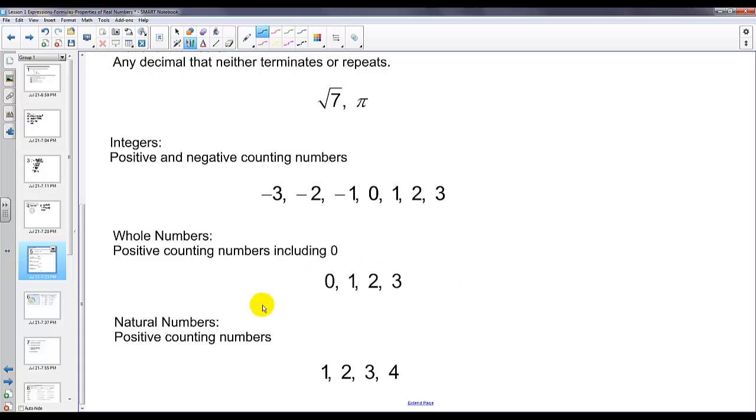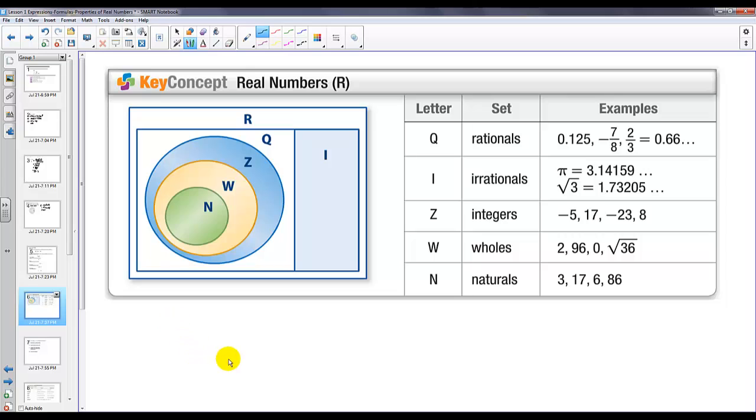And when we talk about positive counting numbers, we talk about 1, 2, 3, no decimals. Natural numbers, positive counting numbers, 1, 2, 3, 4, etc. So if we look at a diagram of how these are all related to each other, the real numbers contain all rational and irrational numbers. So you'll notice Q is given as rational numbers, I is given as irrational numbers, and within those rational numbers you have your integers, notated as Z, your whole numbers, which are integers, and your natural numbers.